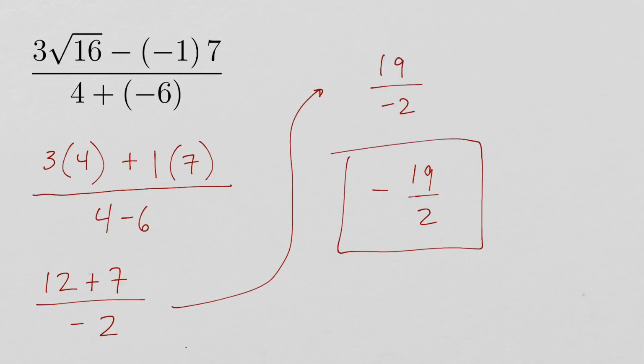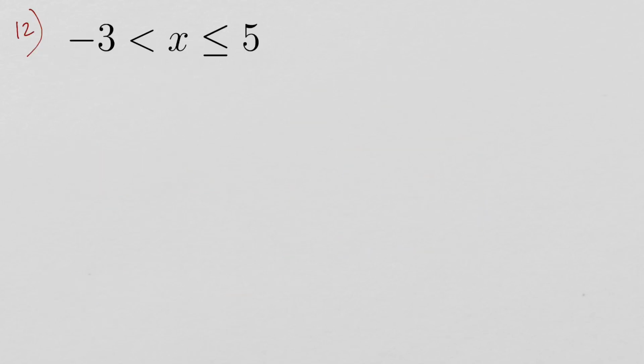Final answer. Okay, we want to put this in interval notation. So there's a less than on the 3, so we have negative 3 with the parentheses, but there's an equal sign on the 5, so that's going to be a bracket, and that's the answer in interval notation.